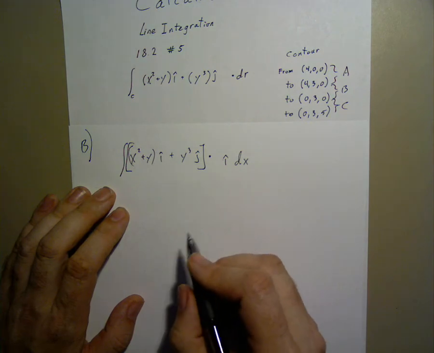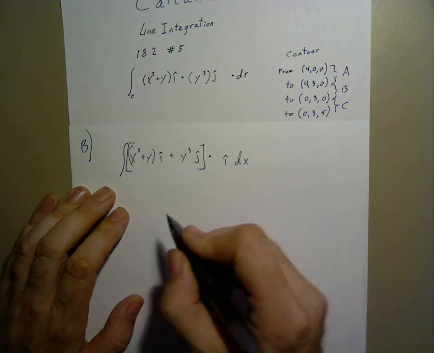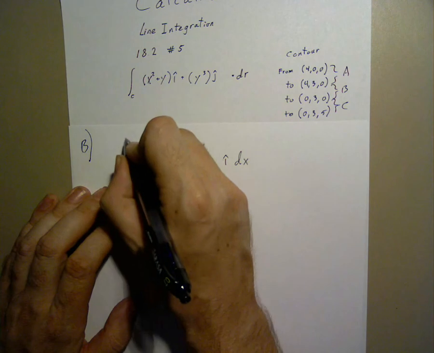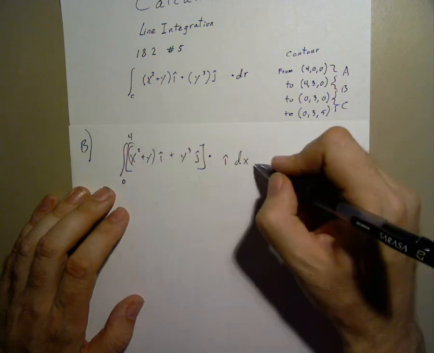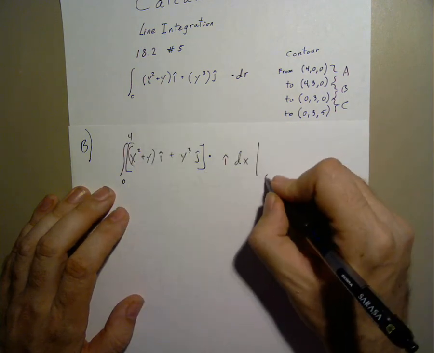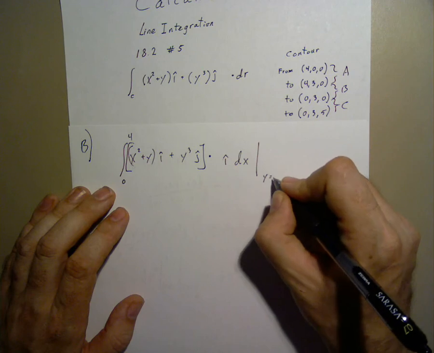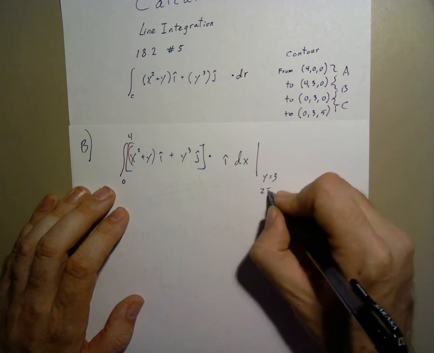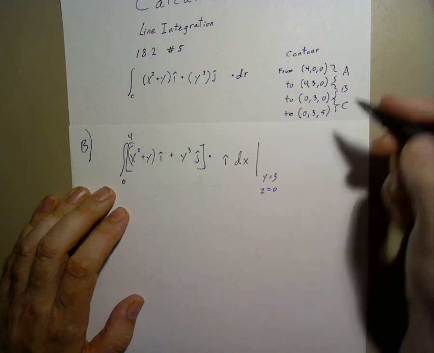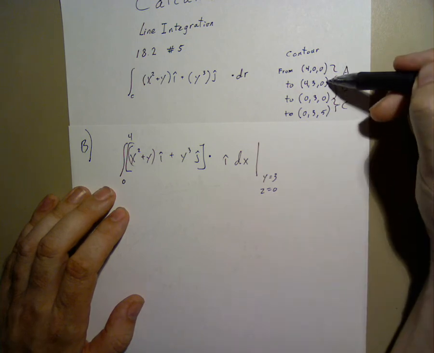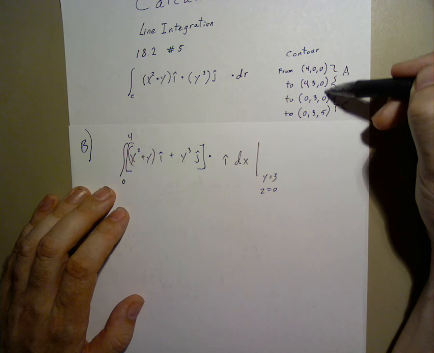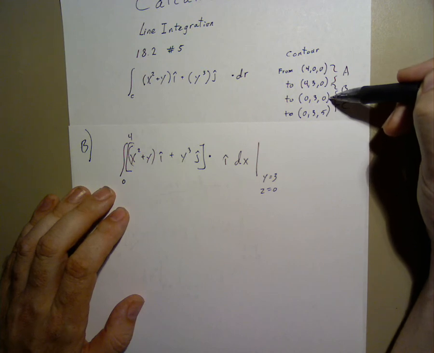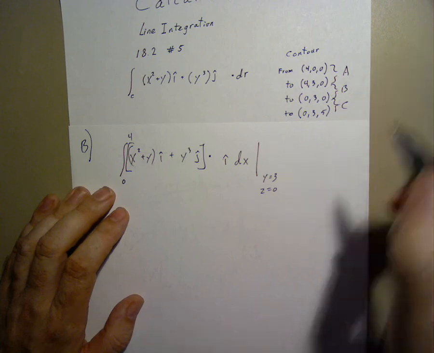because that's what the vector differential would be. To evaluate this, we want to integrate x from 0 to 4, while holding y equal to 3 and z equal to 0, because these are held constant between these two points. And according to the problem, we're proceeding in a straight line between them.